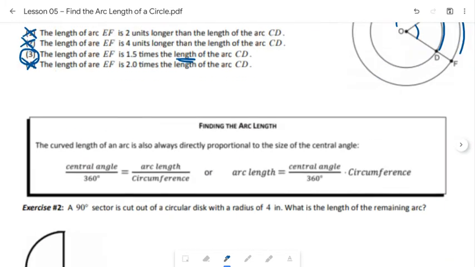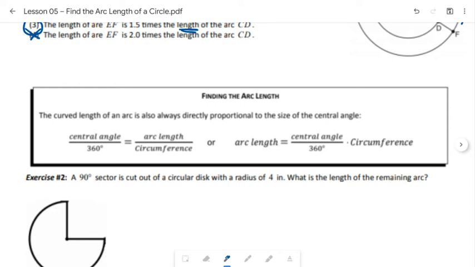So it's very similar to what we did yesterday. We have 2 different ways to set this up. You can either set up a proportion. We could take the central angle over 360, and it's equal to the arc length over the circumference. Just instead of using the area, when I'm comparing it to the arc length, we're talking about the total distance around the circle. That's known as our circumference.